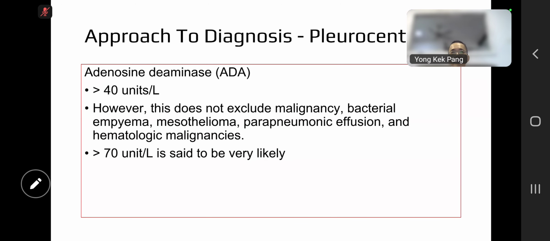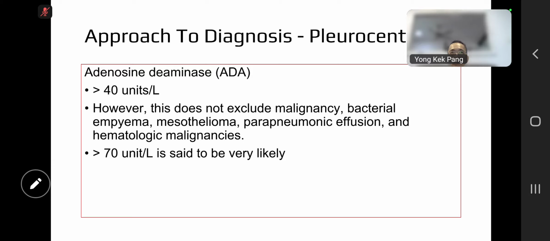And then, of course, many of you would like to do the adenosine deaminase, although not available in many labs, but this is actually conventionally said to be useful. Okay, how high is considered significant? Usually more than 40 units per liter, right?